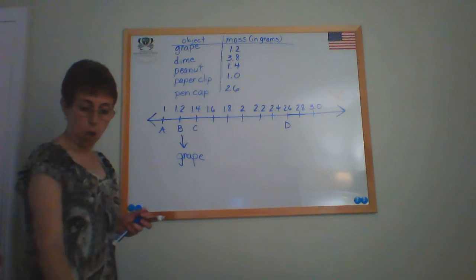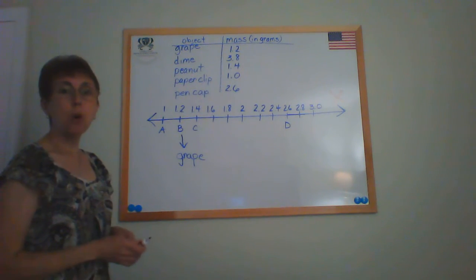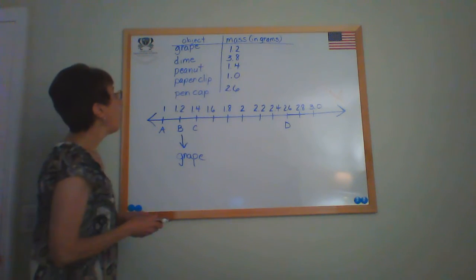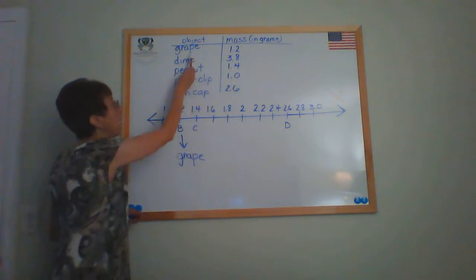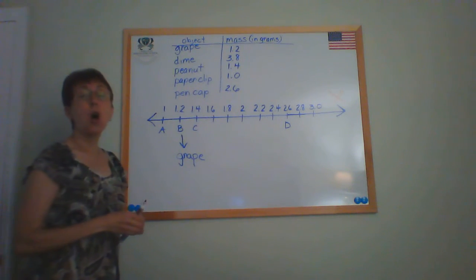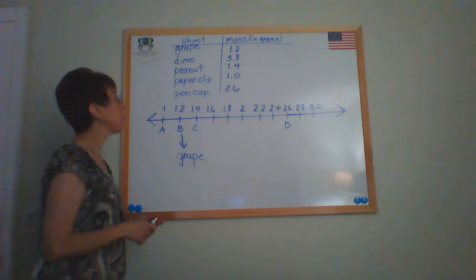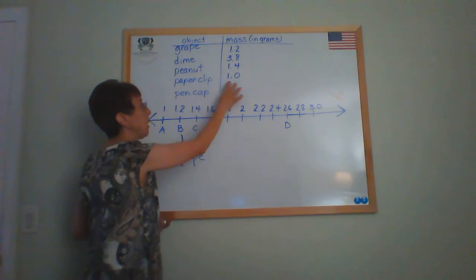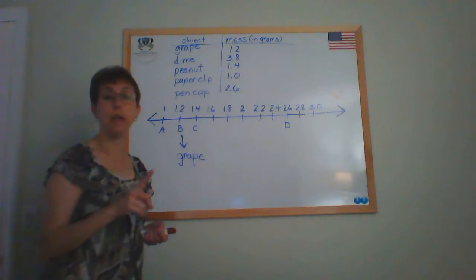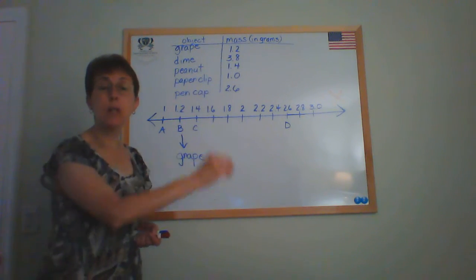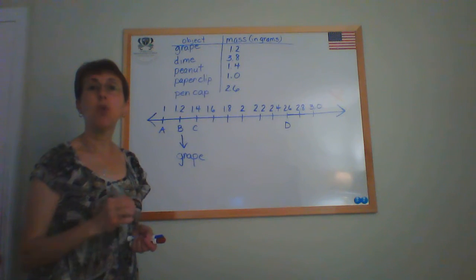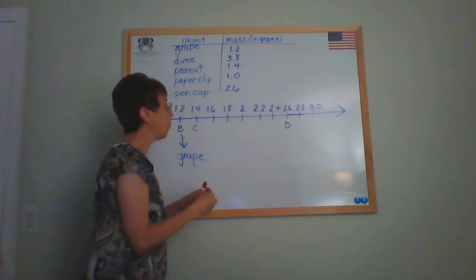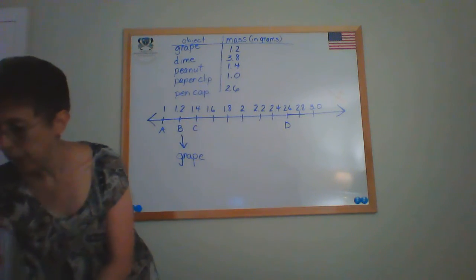Next question. Which item weighs almost 4 times the amount as the paperclip? Well, let's take a look. What is the mass of the paperclip? The mass of the paperclip is 1. Okay? What would 4 times that amount be? Again, 4 times. So what are you doing? Multiplying. 4 times 1.